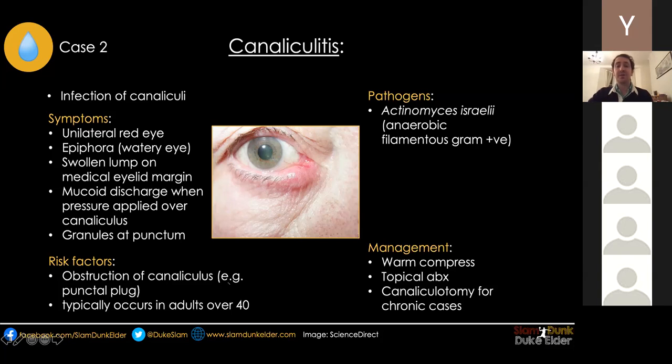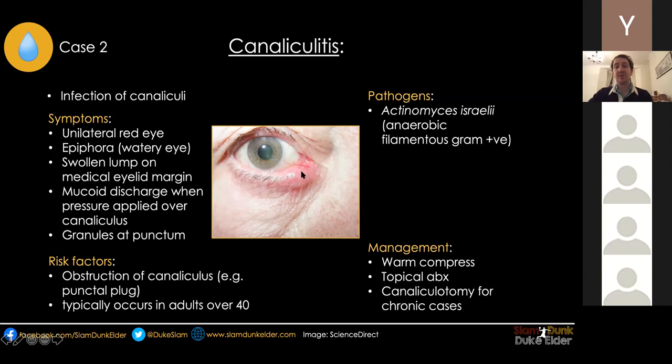The risk factors would be anything that's causing obstruction. If a patient has particularly dry eyes, they might put in a punctal plug, which is just what it sounds like, to stop the flow of tears from your eye. But one of the complications of this is that it can get infected and cause this canaliculitis.